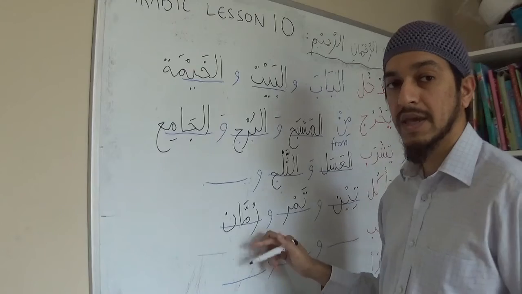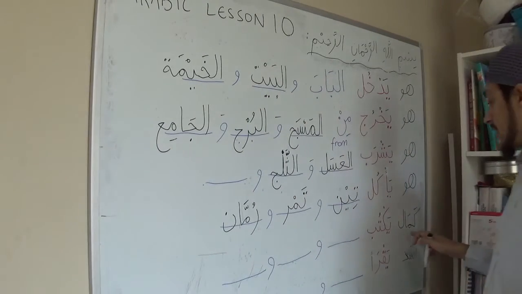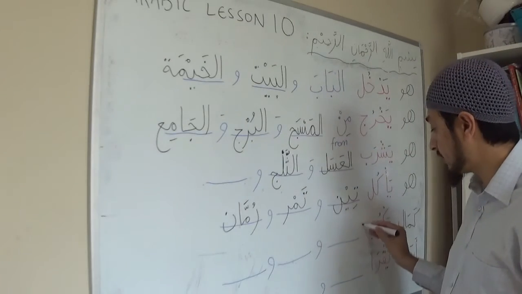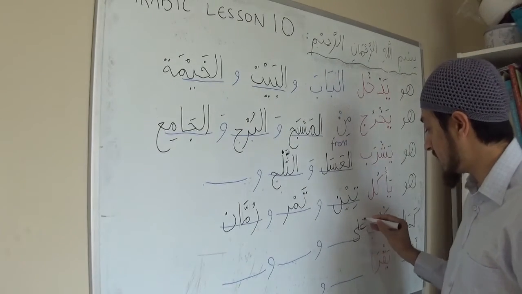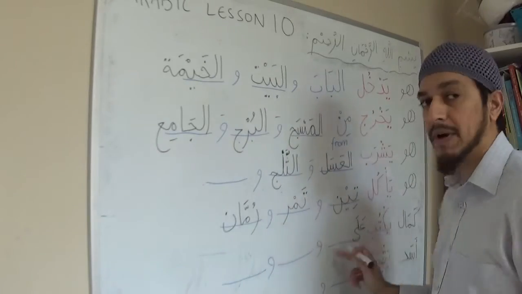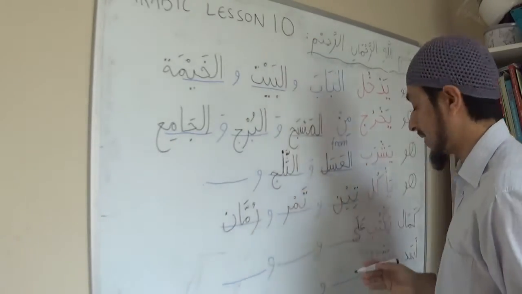He's eating a pomegranate. Kamal yaktub. And this time I'm going to write one of the prepositions we've learned. Ala. The preposition ala. Huwa yaktub ala. He's writing on. So ala was on.